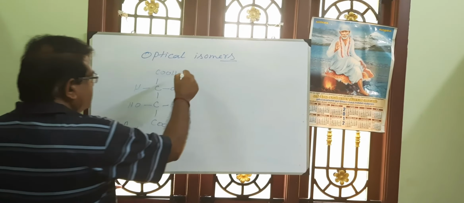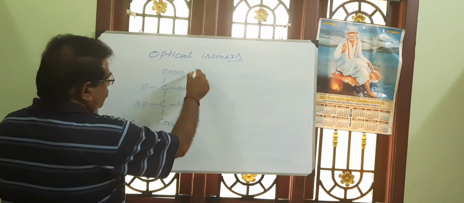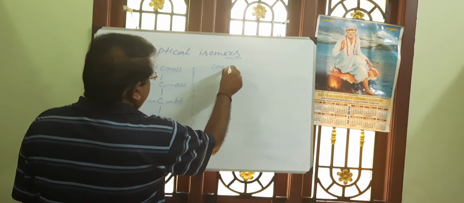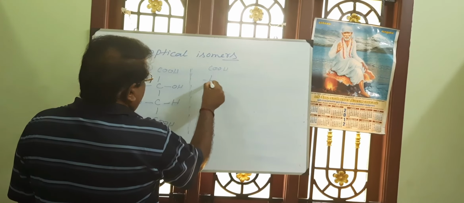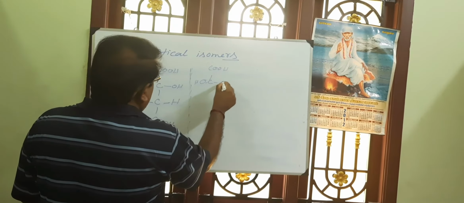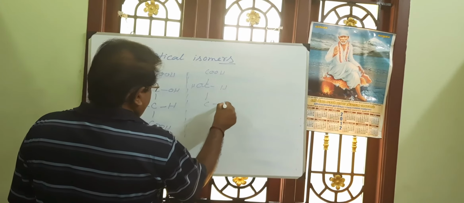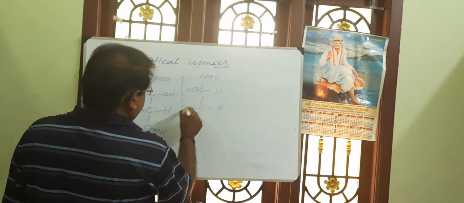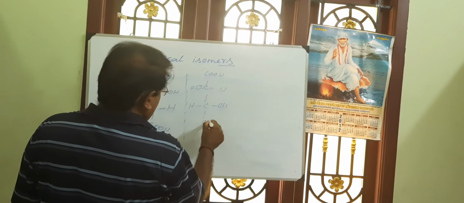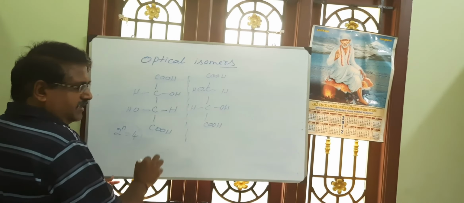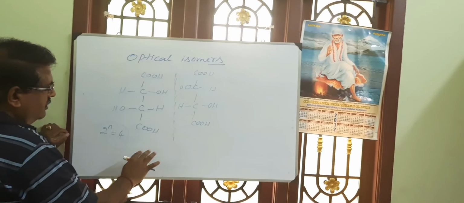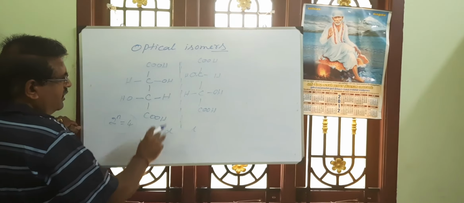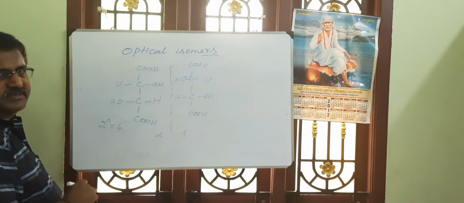Now let's draw the first mirror image for this compound. The mirror image for this compound is COOH, C, right, OH and H, C, H, OH, oh sorry, here is H, here is OH and COOH. So these are mirror images. One of them will be D, another one will be L. So these two are enantiomers and these two are optical isomers.